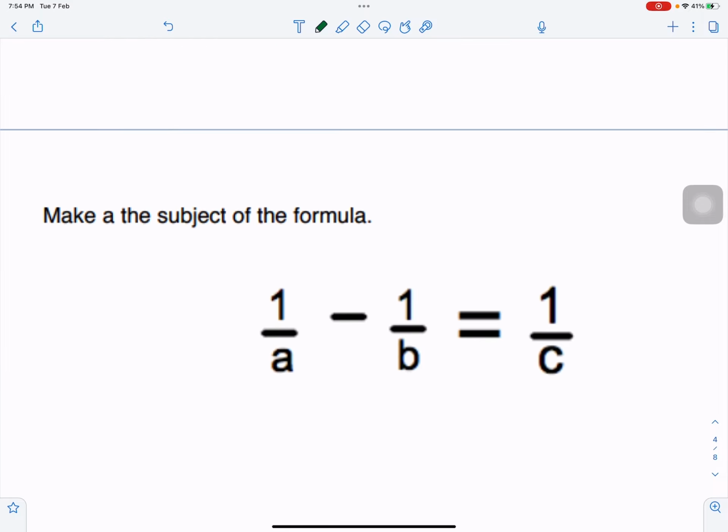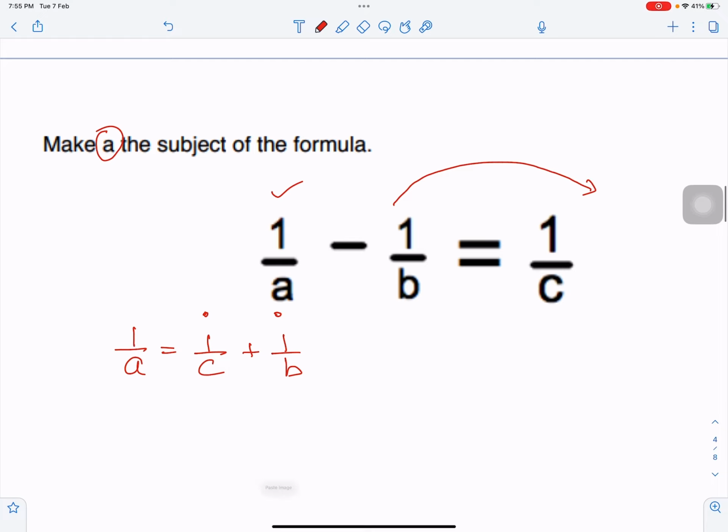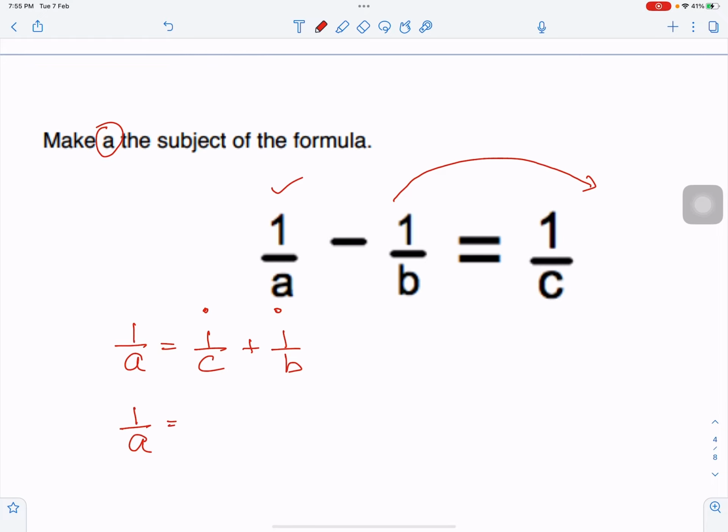Now let's take this example. In this case, you have to make a the subject. So first of all, identify the term and let it be here separately. I will take 1 over b to the other side. So it will become 1 over a equals 1 over c plus 1 over b. Now these are considered as two terms, so I have to take the LCM and change it into a single term. It will become 1 over a equals, and they will multiply: this b multiplies by this 1 and this c by this. There is a reason, but I'm telling you the shortcut right now.